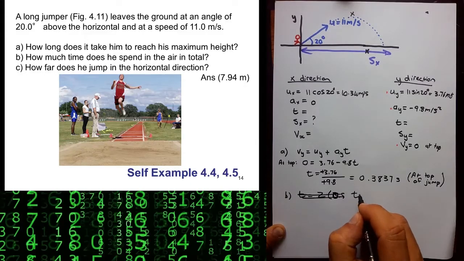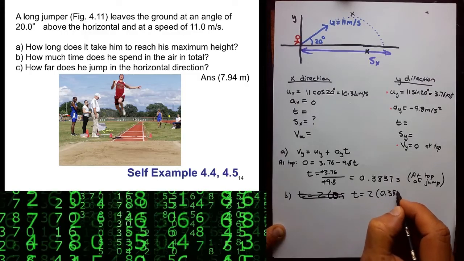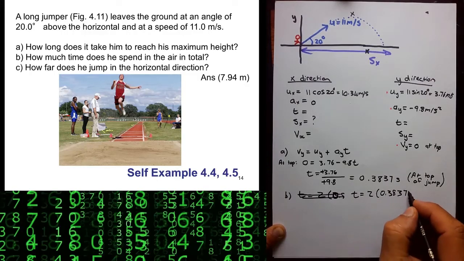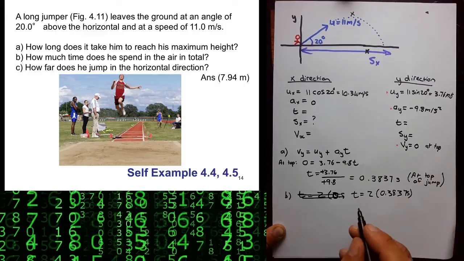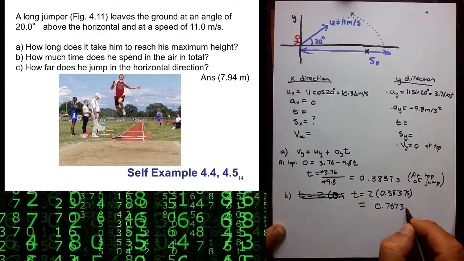Let t equal 2 times 0.3837 seconds, and this is going to give us 0.7673 seconds. So that's the solution to B.